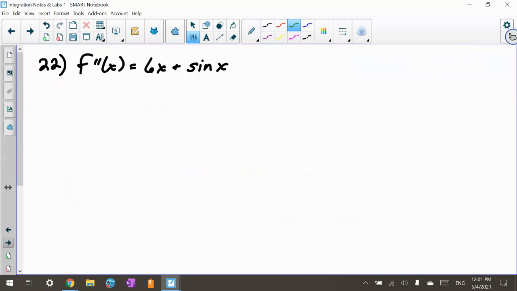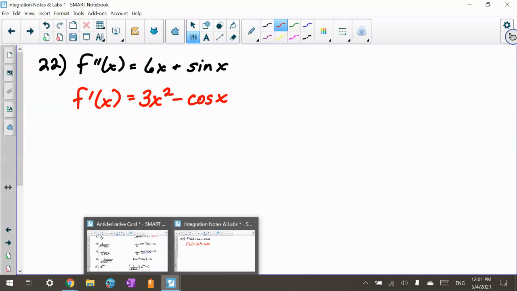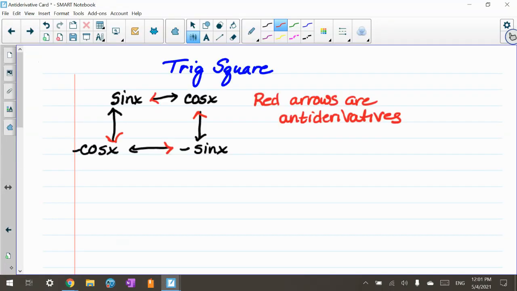Okay, let's try 22. So when I do 22, it's the same thing. They didn't give us any information, but this one has a trig function in it. So we're going to use the trig square, and we're going to go backwards. So I'm going to do f prime of x, which is really our little f of x we're using. That's going to be now 3x squared, my antiderivative. The antiderivative sign is minus cosine of x. Now, you're like, how do you do that so fast? Well, I want you to remember the trig square, which is on the back of your card.